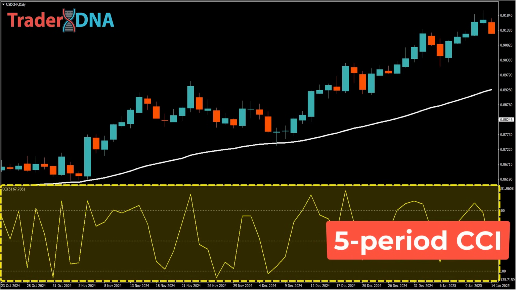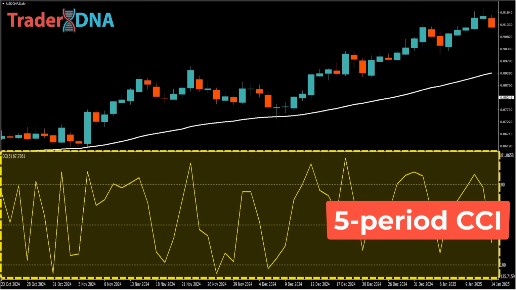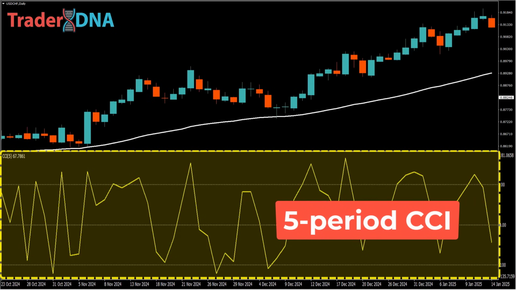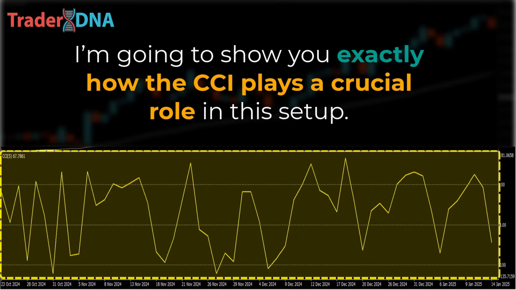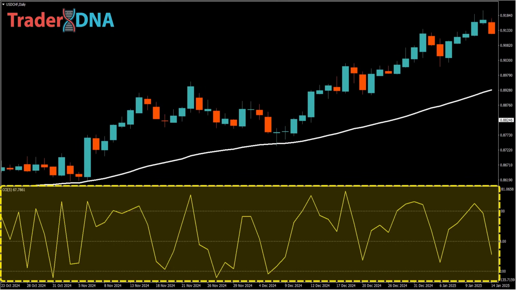CCI is one of the most powerful oscillator indicators out there. If you're serious about mastering it, there's a lot to explore. This indicator has a long-standing reputation for being incredibly effective, but for today, we're laser focused on the most important part, combining the CCI with moving averages to supercharge this strategy. As I explained in last week's video, I'm going to show you exactly how the CCI plays a crucial role in this setup. Now, while there's a lot to learn about the CCI, I'm keeping it simple. In this strategy, we're using CCI as a supporting indicator, making it significantly easier to spot high probability entry signals.